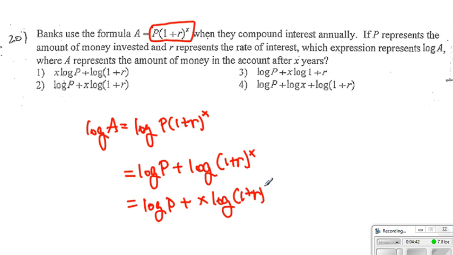Now, then we end up getting choice number 2. You see the difference between choice number 2 and choice number 3 is the parentheses. Without parentheses, logarithm is only affecting one here. But with the parentheses, it does cover both of them, and that's what we are looking for, which is therefore choice number 2 becomes our answer.